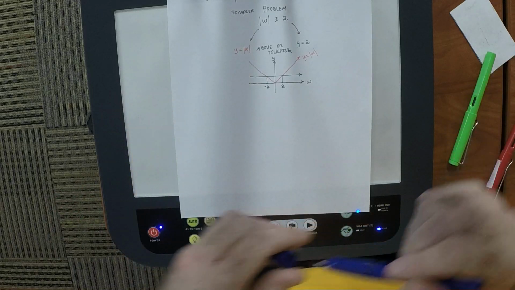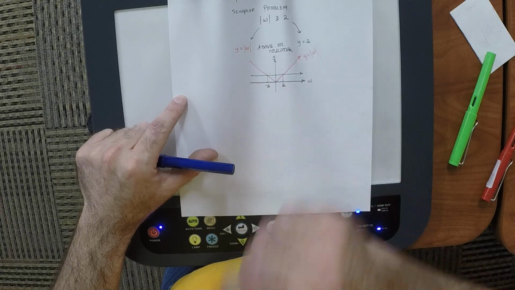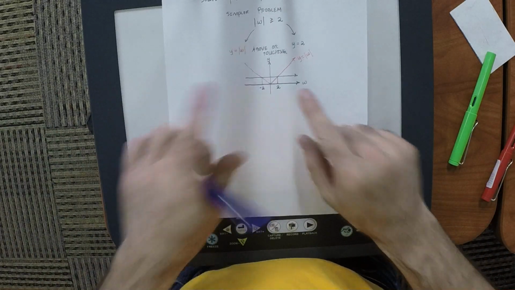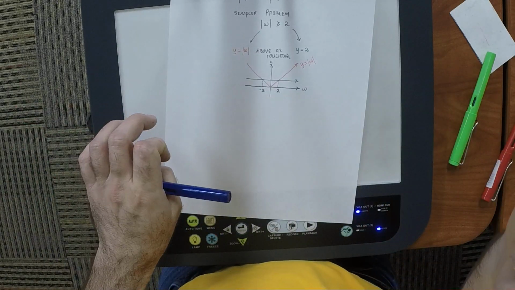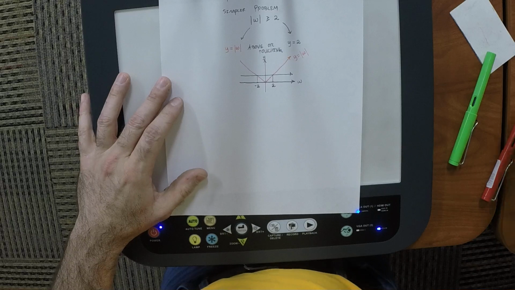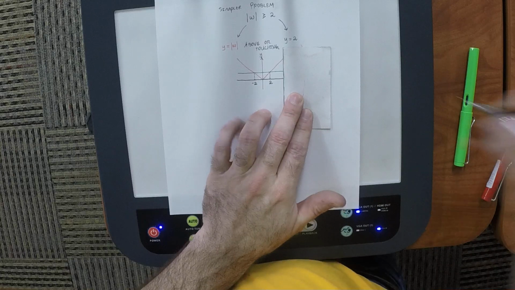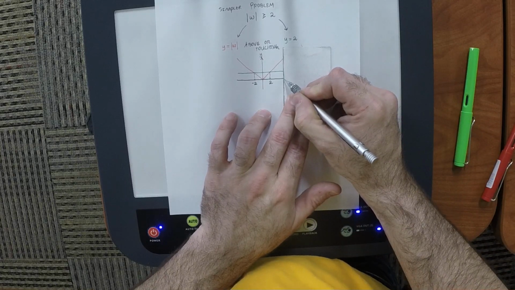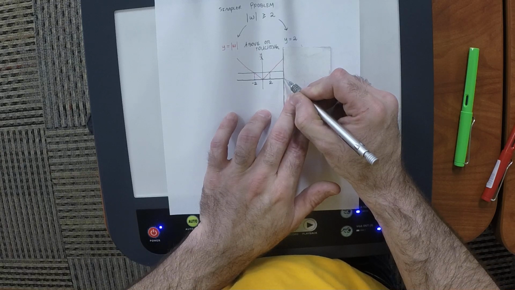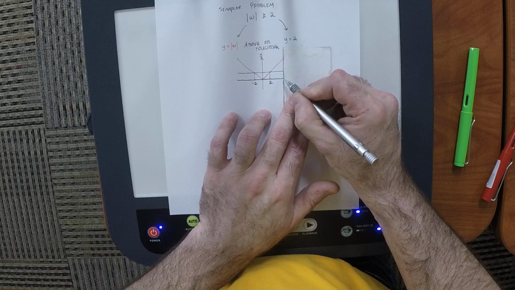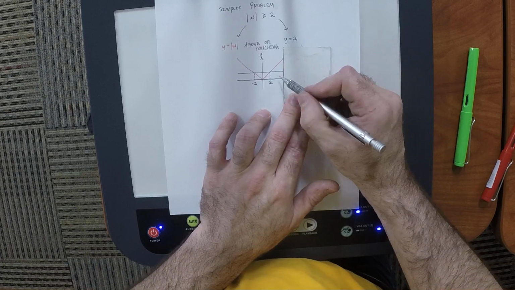Now, we want it to be the case that red is above or touching green. So we've established that when W is negative 2 or 2, they're touching. So that must be part of the answer. Well, how about over here, like at 5? So that's right there, the value W is 5. Is it the case that red is above or touching green? Yes, because there's the red value. It's above the green value. So that's part of the solution.